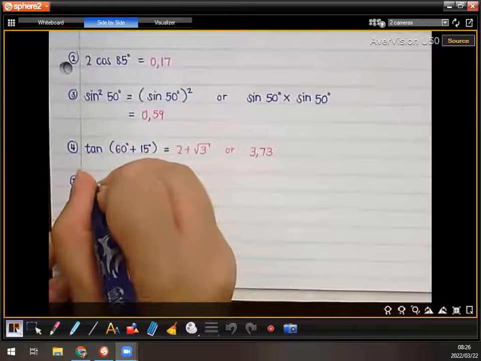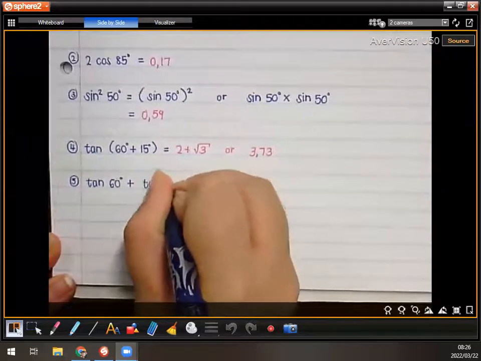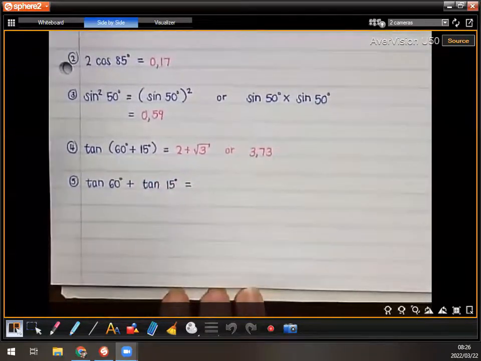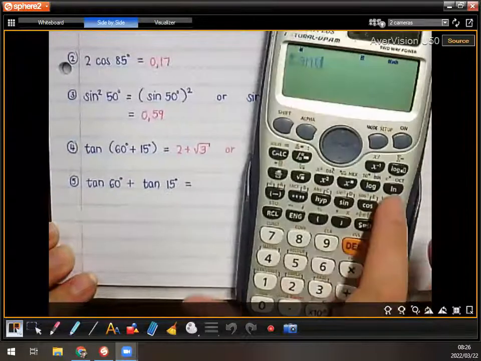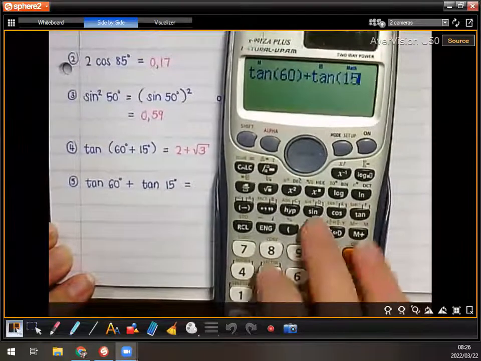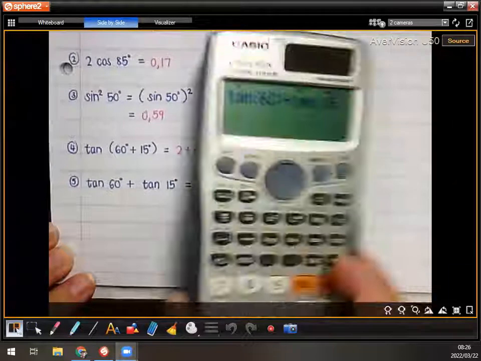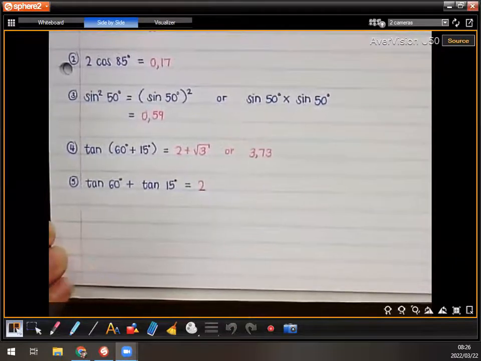Number 5. Now we're going to do tan of 60 degrees plus tan of 15 degrees. So tan 60, close bracket, plus tan 15 equals 2. And you notice that is not the same answer as we got from number 4. Yes, you have to close the bracket on the 15.